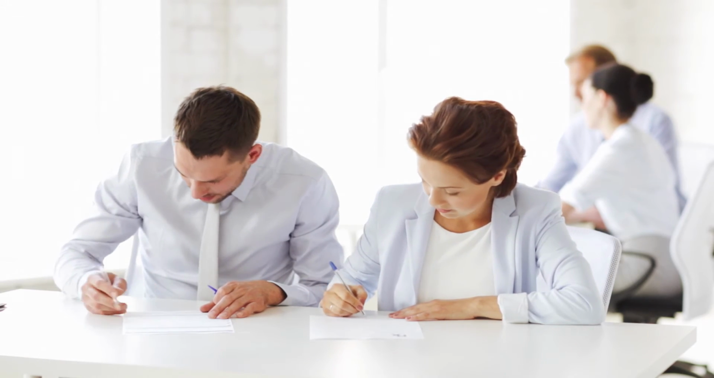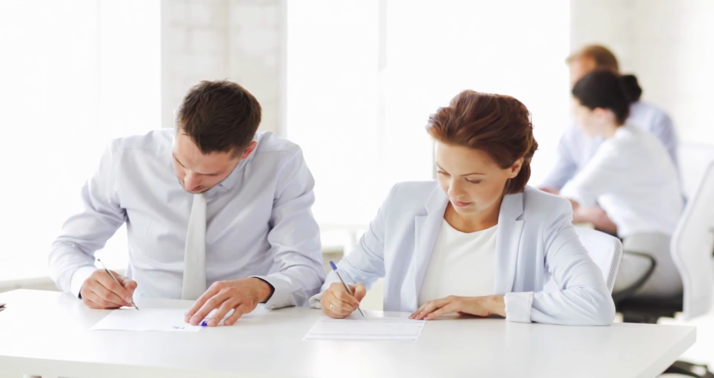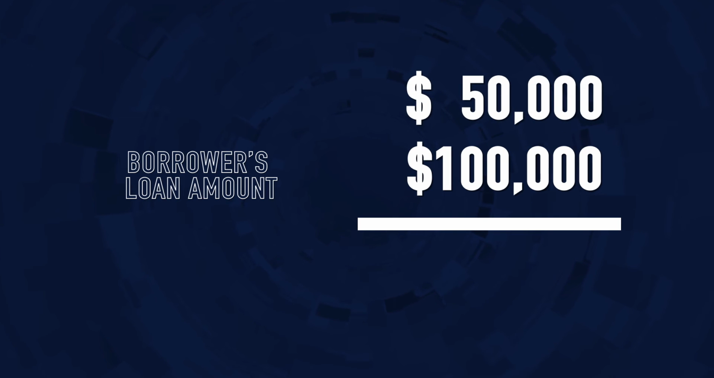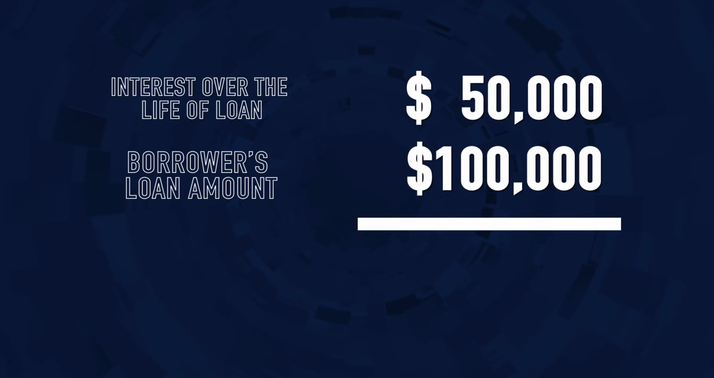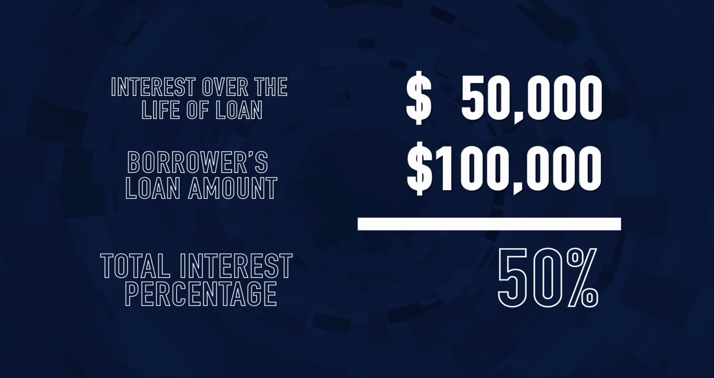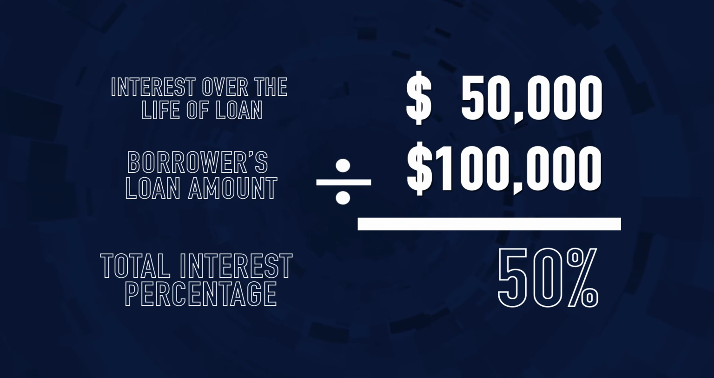The total interest percentage is entirely new and discloses the total interest paid over the loan term, expressed as a percentage of the loan amount. For example, let's say that the borrower's loan amount is $100,000, and they'll pay $50,000 in interest over the life of the loan. Then the total loan interest percentage will be 50%. Basically, take the interest paid on the loan and divide it by the loan amount to find TIP.